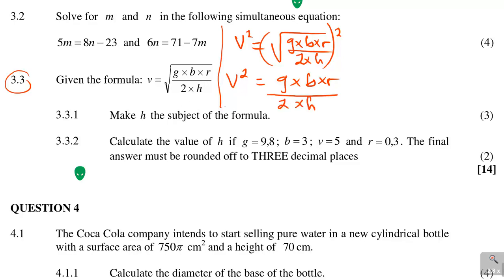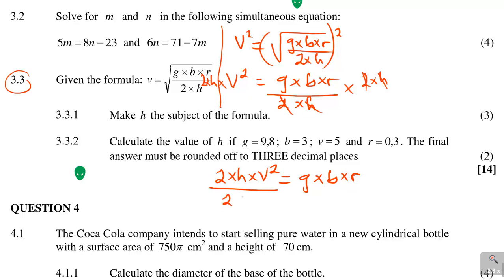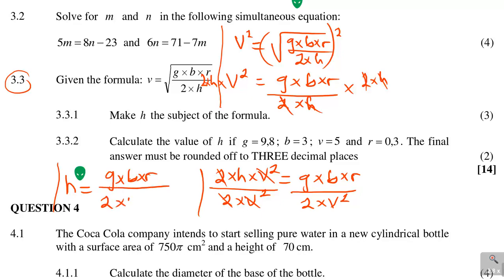We're interested in making H the subject, so multiply everything by 2 times H. So what we have, 2 will cancel 2, H will cancel H. So I will have here 2 times H times V squared is equal to G times B times R. Then remember, I'm interested in H. Divide now by 2 times V squared on each side, such that the 2 cancels, the V squared cancels, and then we have our H being G times B times R over 2 times V squared.